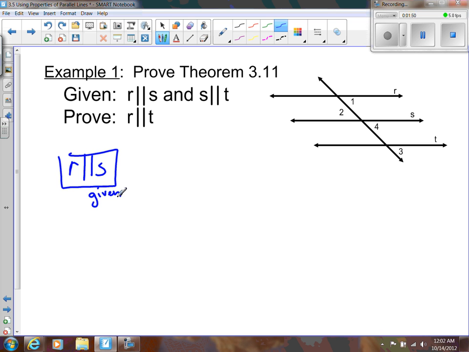You wouldn't have to do it. It just says prove it. You get to choose how you want to prove it. That's one given. And from that given, what do I know? What can I conclude? What can I draw? So I look, if R is parallel to S, I know angle 1 and angle 2 have to be congruent.